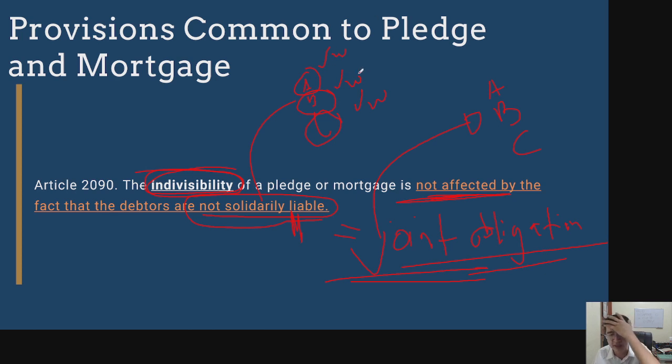Yan ang solidary liability. Dito daw, kahit pa joint daw yung obligation nila, kahit hati-hati sila, hindi ibig sabihin na merong indivisibility. It does not mean na merong indivisibility. Yun lang yung punto ni Article 2090. So, even if joint yung obligation, hindi ibig sabihin na exception sa indivisibility yun.